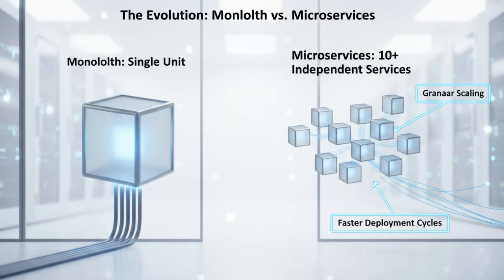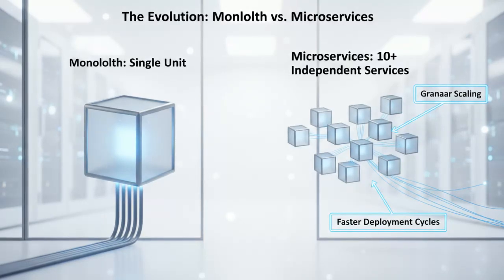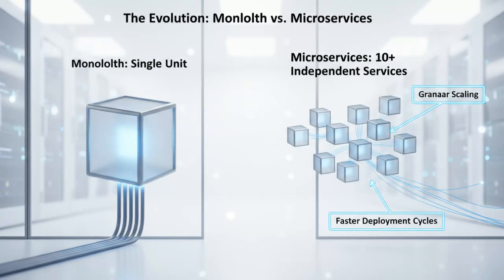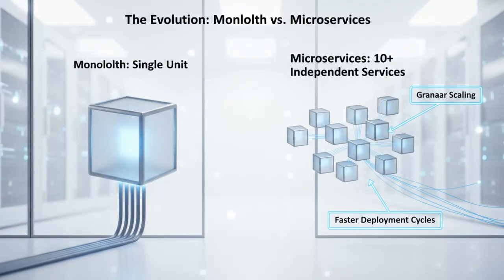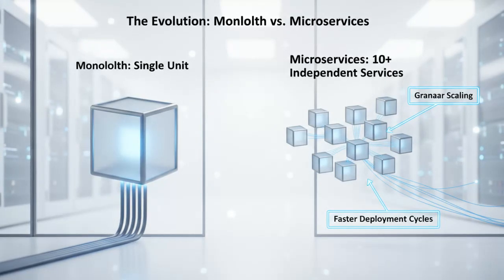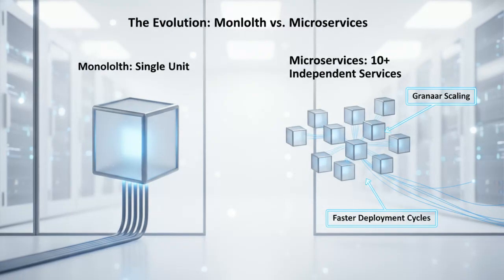Microservices change this by breaking the application into functional units. Each unit, or service, handles one specific task, such as user management or order processing. This modularity allows developers to update, deploy, and scale individual components without affecting the rest of the system, drastically reducing downtime and increasing deployment velocity.